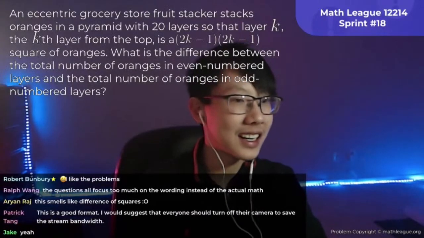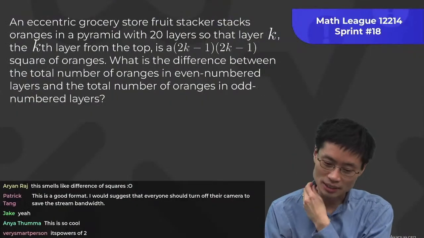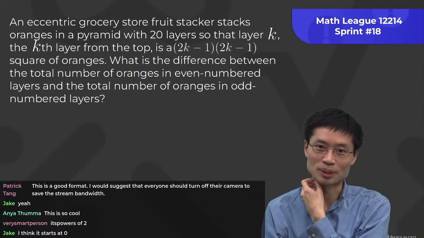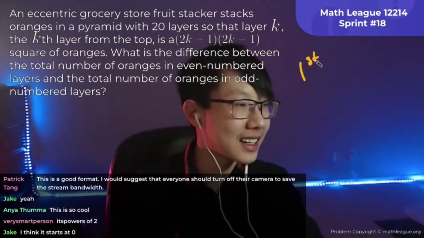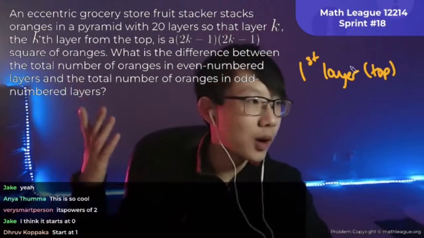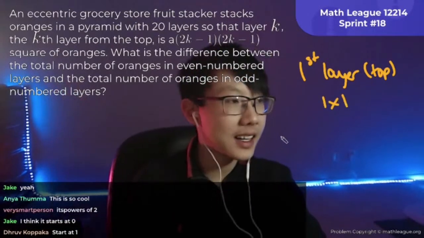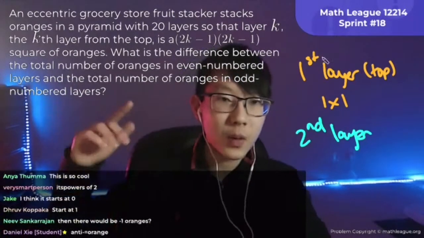So the first layer, which is the very top. Wait, my paper isn't showing up. I'm guessing k starts from 1, because 2k minus 1 should be positive, unless you have an anti-orange. All right, first layer, which is the top, is a 1 by 1. And then the second layer, I'm going to make even, is the next odd number.